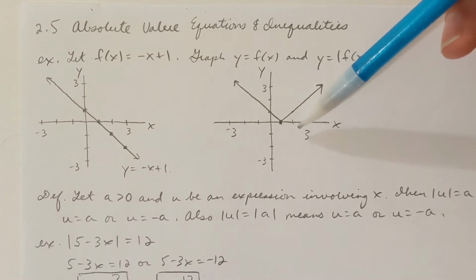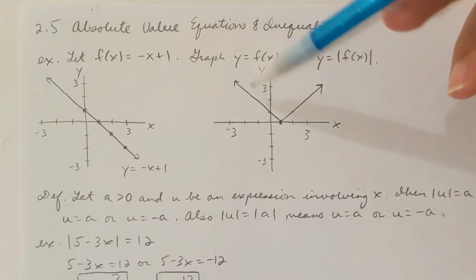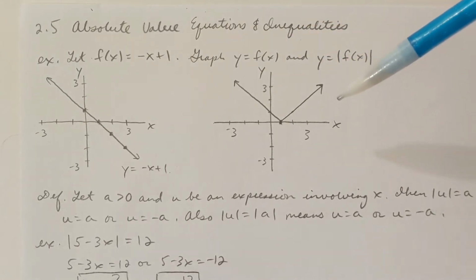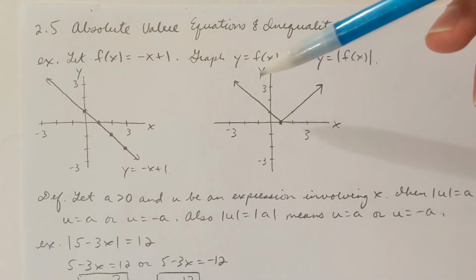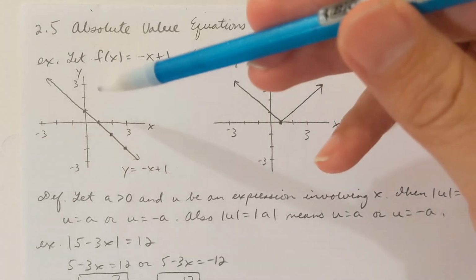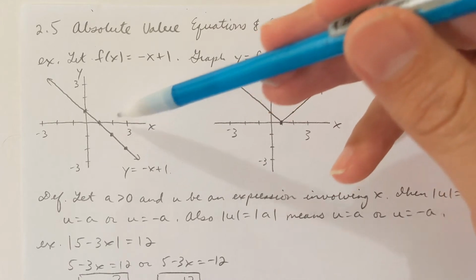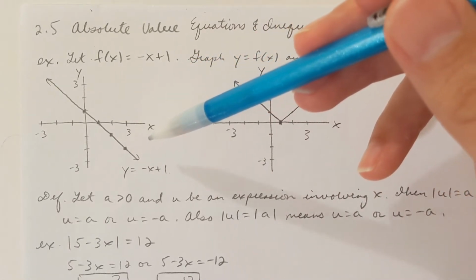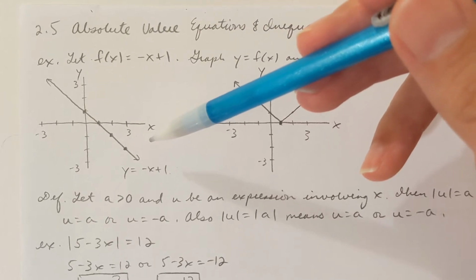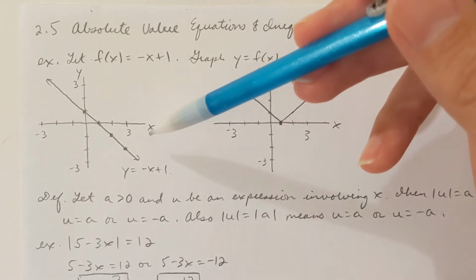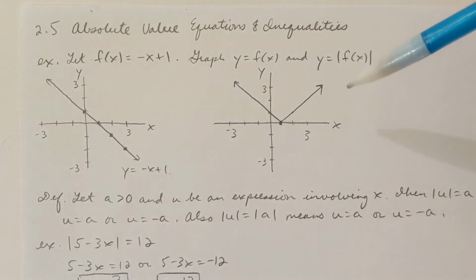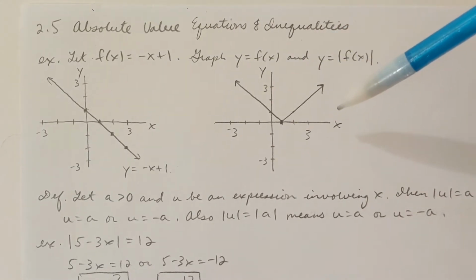Okay, and so basically, here's how this V-shaped graph comes into play. You've got a line, and somewhere on the line, you're going to flip all the coordinates to their opposite direction, creating this V-shaped graph.